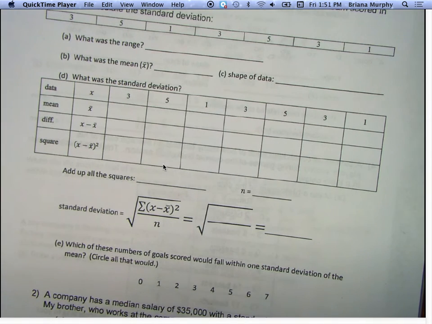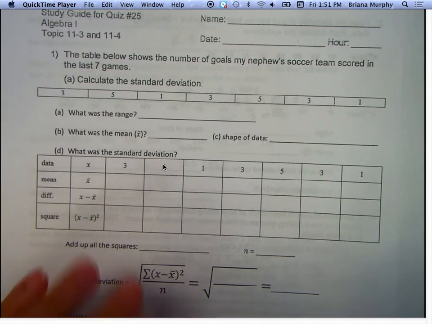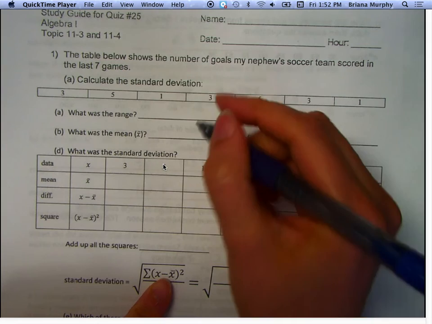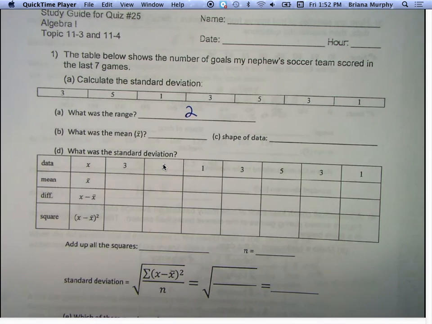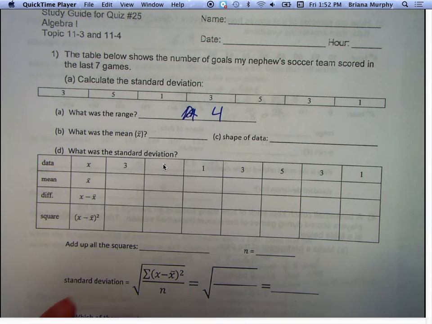Okay, so the first thing we're going to do is find the range for this set of data. Okay, the range is the biggest one minus the smallest one, so the range is 2. Excuse me, the range is 5 minus 1 is 4. The range is 4. I don't know what I'm talking about.